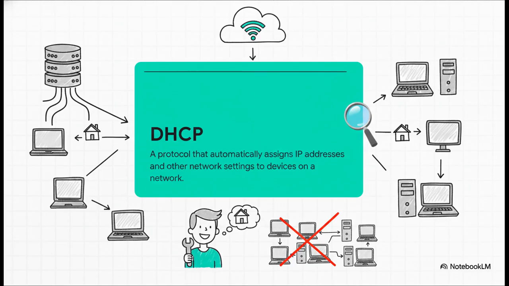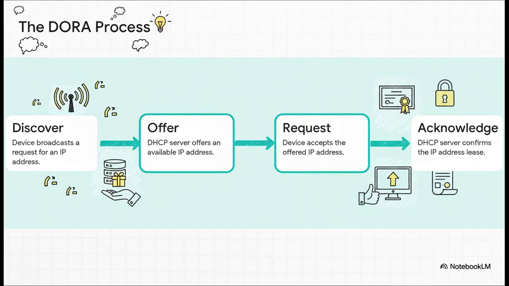DHCP is the protocol that just automates that entire process. It's like a little rental agent on the network that hands out temporary address leases to any new device that shows up. This whole thing is basically a four-step conversation that happens in the blink of an eye. We often remember it by the acronym DORA. Your device discovers, the server offers, your device requests, and the server acknowledges. DORA. This is a classic exam topic, so make sure you have those 4 steps memorized.